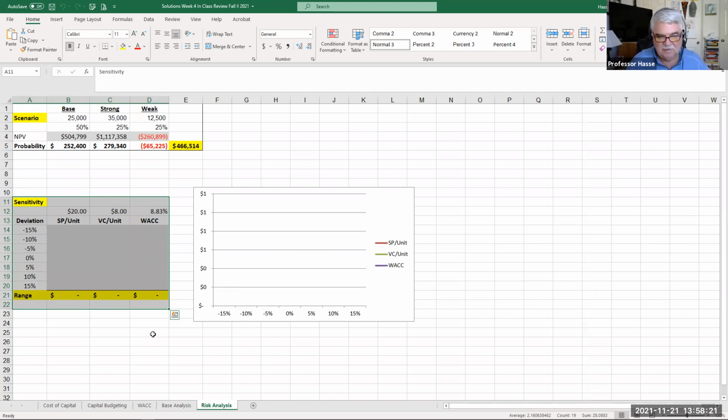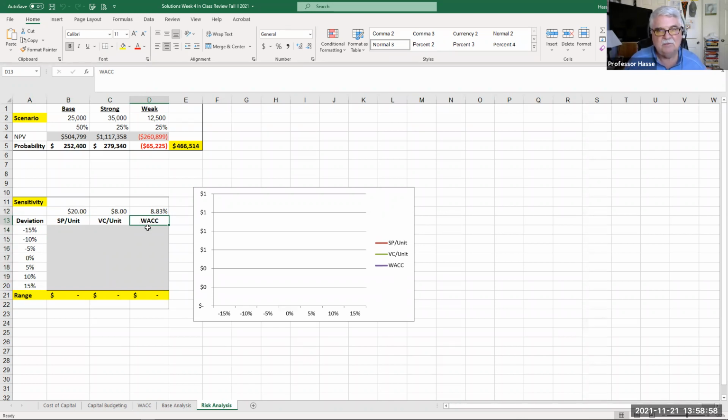Now, what is a sensitivity analysis? A sensitivity analysis changes key variables of the case or project by plus or minus certain percentages. In this sensitivity analysis, the three key variables designated for this project are selling price per unit, variable cost per unit, and weighted average cost of capital. But these variables can change depending on the project and the culture of the company, so please note in case number 2 what your sensitivity variables are.